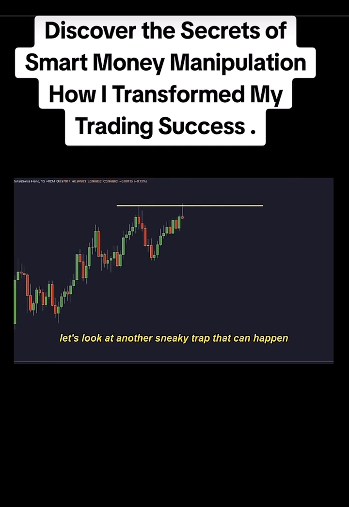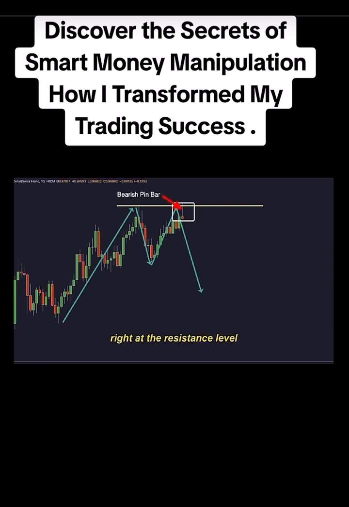Let's look at another sneaky trap that can happen at a resistance level. Imagine the price is climbing towards a strong resistance, and the candlesticks start getting smaller. This tells us that the buyers are losing momentum. Then you see a bearish pin bar forming right at the resistance level, a classic signal that the price could reverse downward. You're ready to jump in.